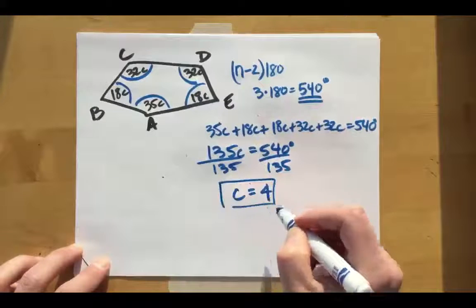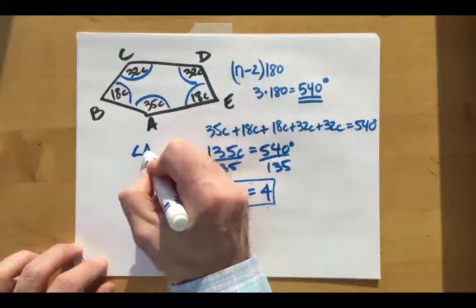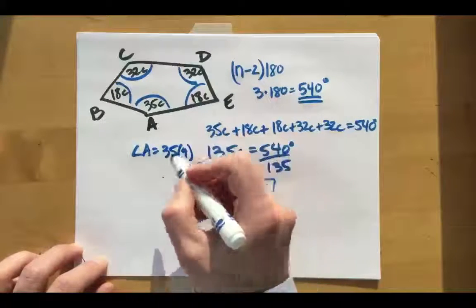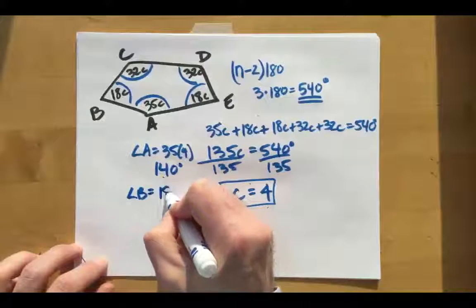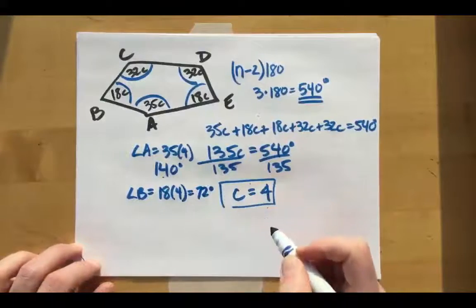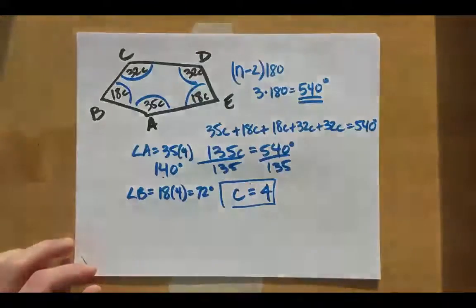Now we can take that value of C and substitute it back in to find our angle measures. Angle A should be equal to 35 times 4, which is 140 degrees. Angle B is 18 times 4, which is 72 degrees. You can find the remaining angle measures using the value of 4 for C.